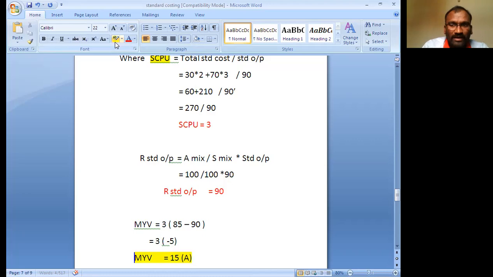So these two models are completed: material mix variance and material yield variance. Remaining problems are all similar. If you practice these two classes, at least we will have an idea about material variance related problems.